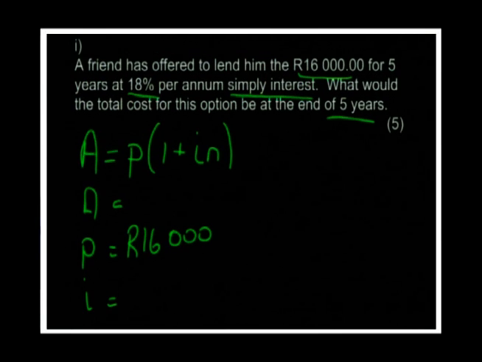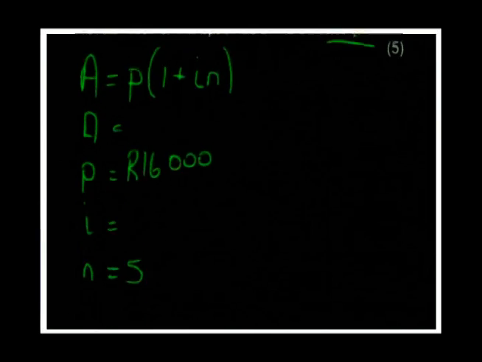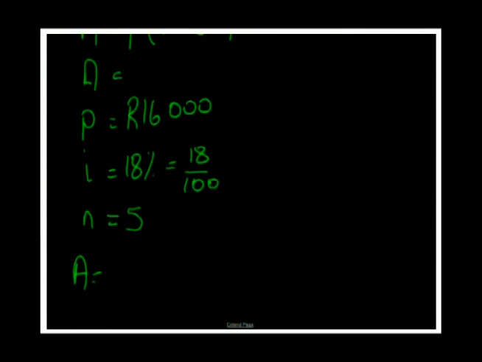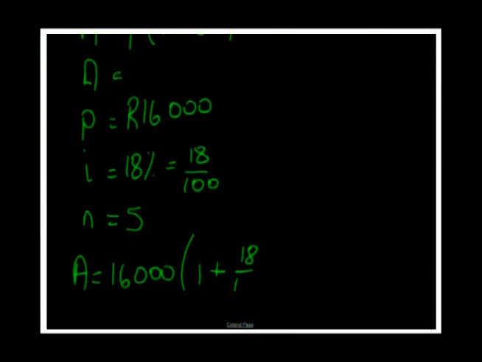And what was the interest rate that was being charged? 18%. So let's write that in here as 18%, or I want you to write it as a fraction, so 18 over 100. And now we're going to substitute that all into the formula. So we've got A equals to my 16,000 Rand, open my bracket, 1 plus 18 over 100 times 5.